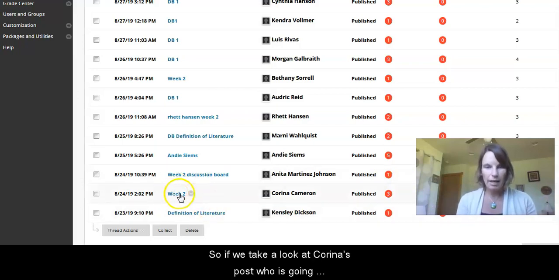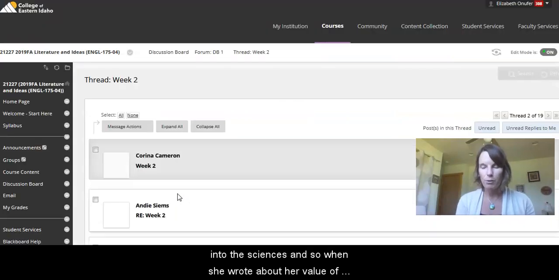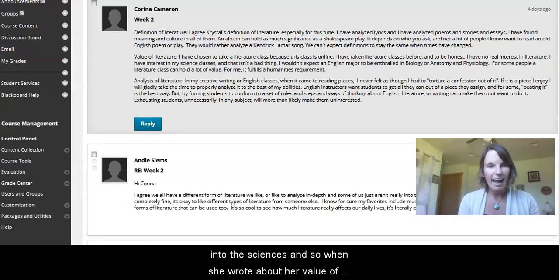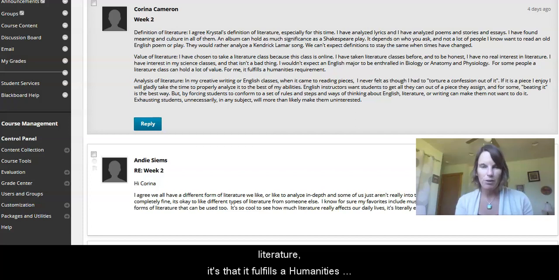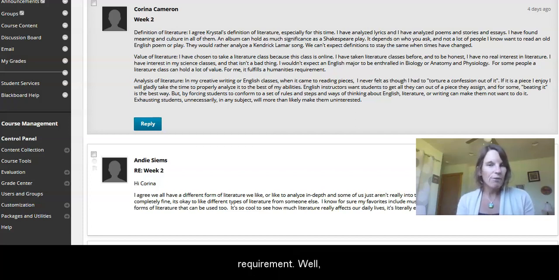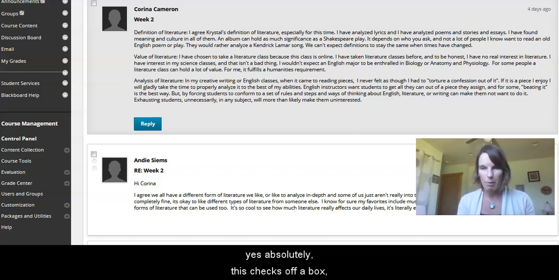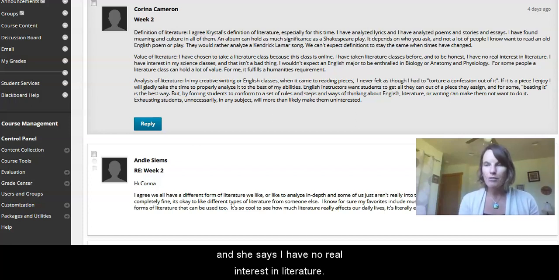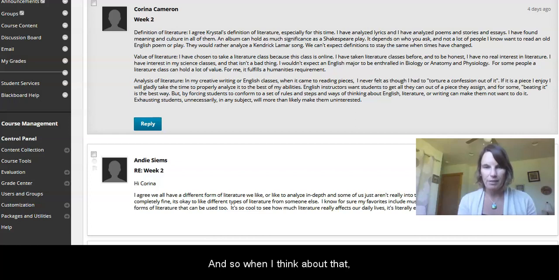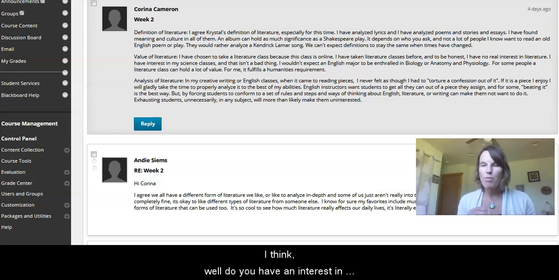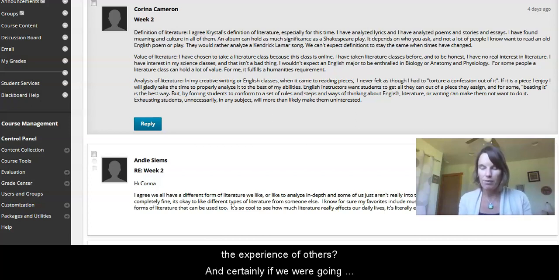So if we take a look at Karina's post, now Karina's going into the sciences, and so when she wrote about her value of literature, it fulfills a humanities requirement. Well, yes, absolutely. This checks off a box. And she says, I have no real interest in literature. And so when I think about that, I think, well, do you have an interest in human experience? Do you have an interest in the experience of others?